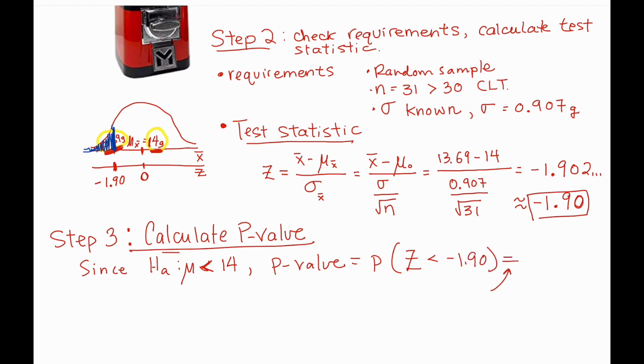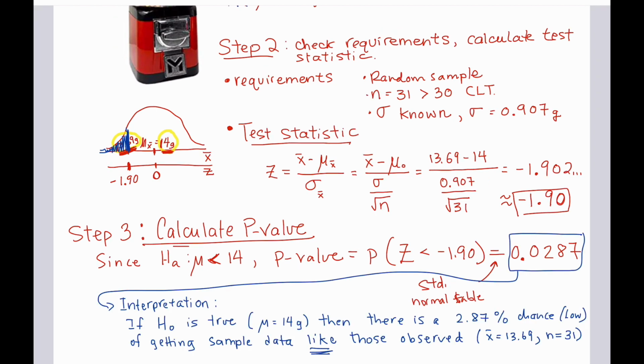And if I use the standard normal table, this is 0.0287, so about 2.87%. Let's take a minute to make sure we understand what the p-value means. First of all, the p-value corresponds to this area in the left tail. It's the area to the left of negative 1.90.